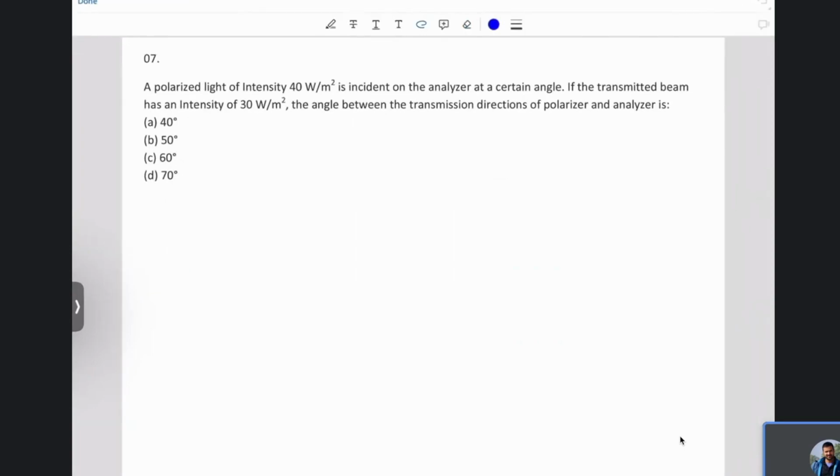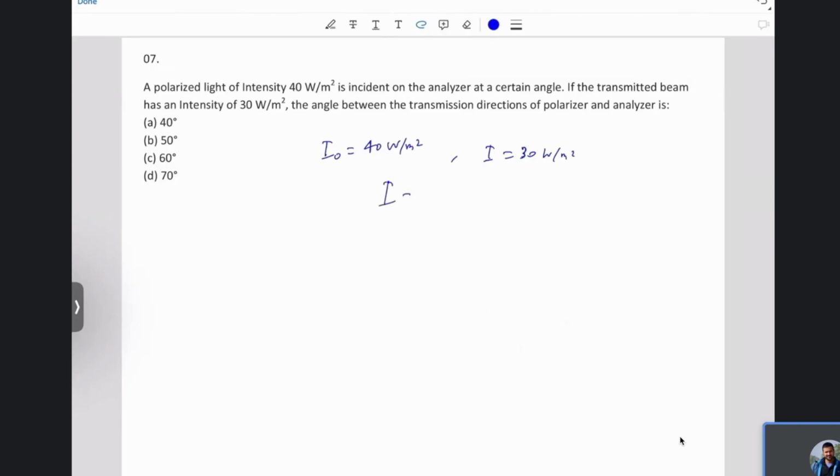Okay, so let's go to the next problem. Here, the question is a polarized light of intensity 40 watt per meter cube, so I naught is given, is incident on the analyzer at a certain angle. We don't know the angle, but we know that the transmitted beam has an intensity 30 watt per meter square. So after passing through the analyzer, the intensity reduced to 30 watt per meter square. Then we are asked the angle between the transmission direction of polarizer and analyzer.